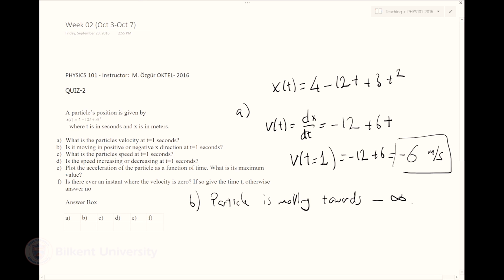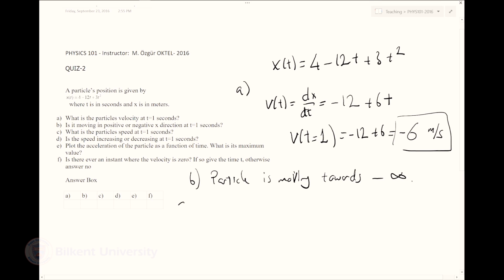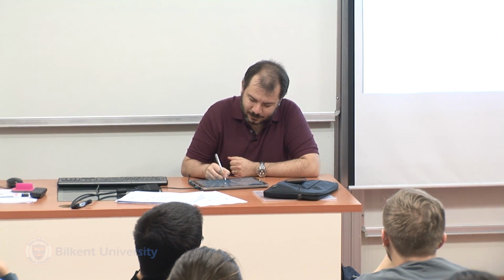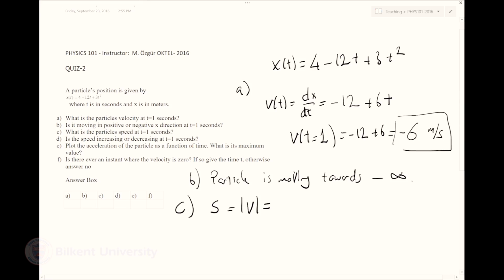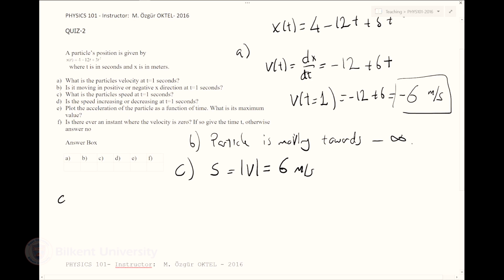Okay? Now, C. What is the particle's speed at t equals 1 second? What was the difference between speed and velocity? It does not have direction. Speed does not have direction. Speed is the absolute value of the velocity. So you cannot say the speed is minus 6 meters per second. Speed is absolute value of v, so it's going to be 6 meters per second. Okay? Excellent. Let's move on.